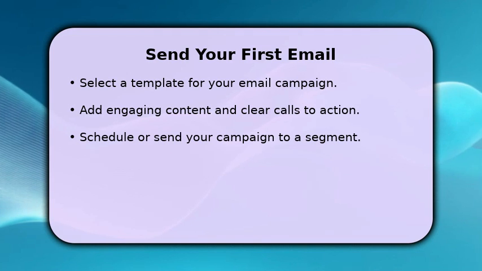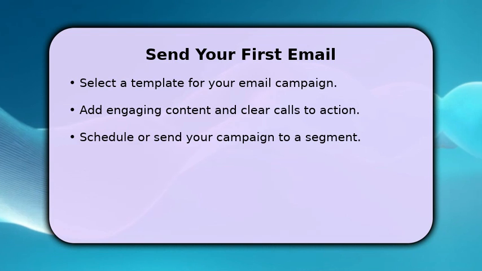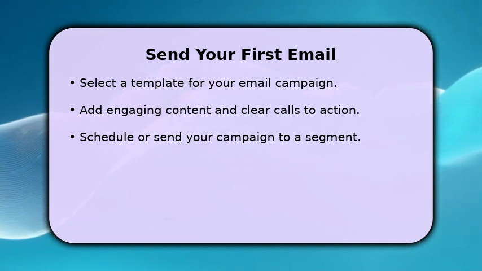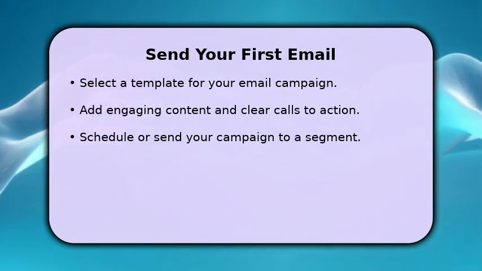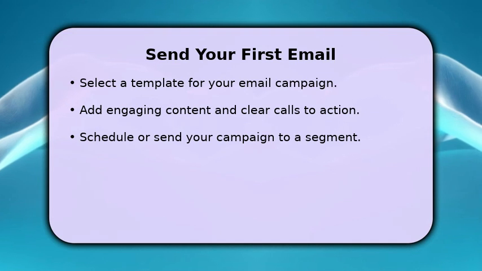Navigate to Campaigns and click Create Campaign. Choose from MailerLite's professional templates or start from scratch. Fill your email with engaging content, compelling images, and a clear call to action. Once your email looks perfect, select the subscriber group you want to reach, and then you can either schedule it for later or send it immediately.